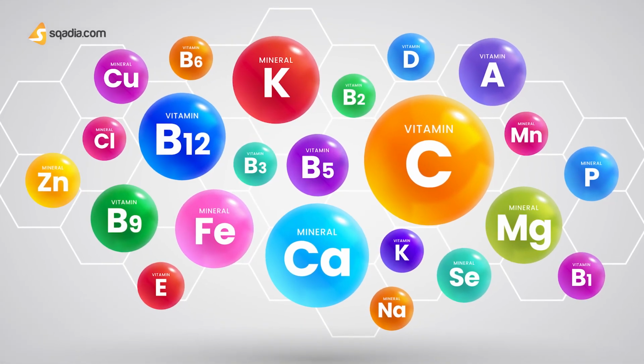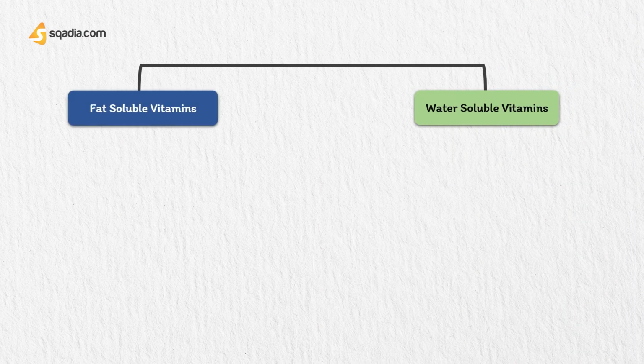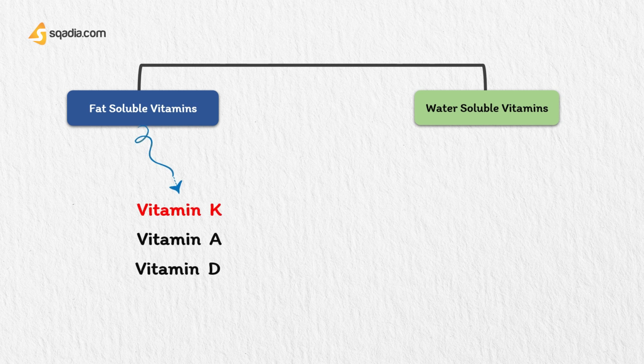As we have discussed in our previous videos, there are two types of vitamins: water-soluble vitamins and fat-soluble vitamins. Fat-soluble vitamins include vitamin K, vitamin A, vitamin D, and vitamin E. You can remember fat-soluble vitamins as K, A, D, E. Let's discuss vitamin K in detail.